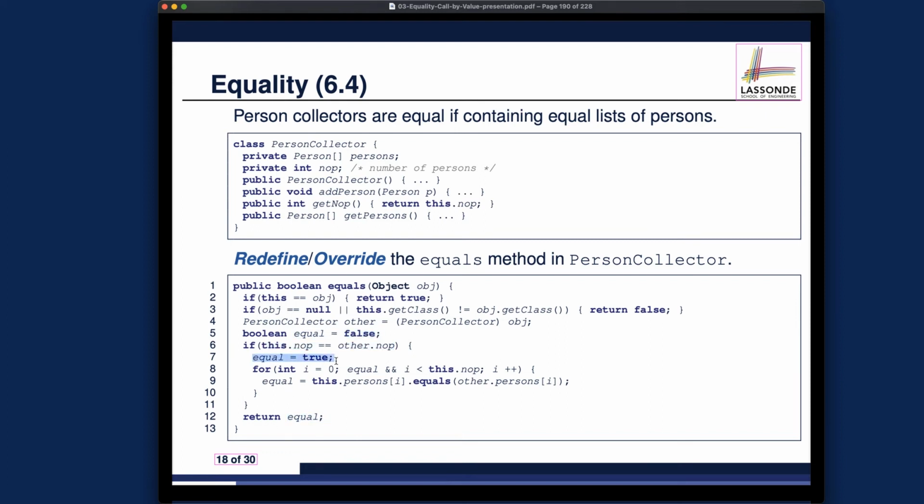Otherwise, equal will be assigned to true over here, and then we run a loop to go over the two internal arrays, given that they have the same number of persons. We use a standard loop from 0 until i is strictly less than nop, and we also put the value of equal in the loop condition, so that as soon as we find any unequal person member in the current position, we exit the loop, just to have slightly more efficient code. Every time, equal is reassigned to this.persons[i].equals(other.persons[i]). You can see we are using the same index i over here. That's why I said before, informally, we're considering position-wise equality. That means the order of the person objects stored in the PersonCollector also matters, just to make things a little bit simpler for you.